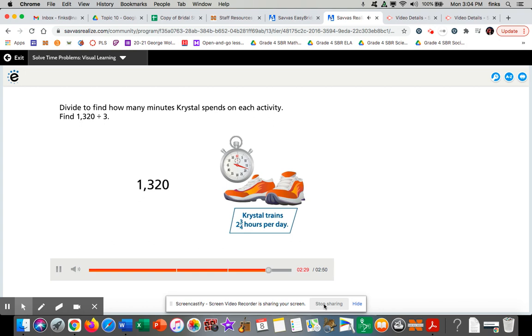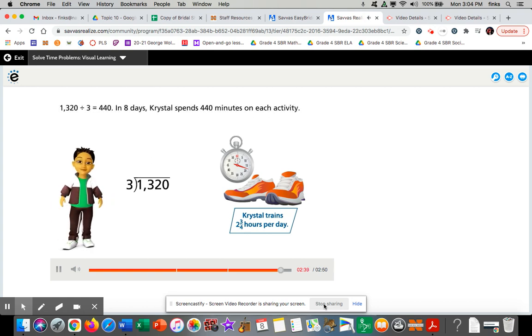Divide to find how many minutes Crystal spends on each activity. Find 1,320 divided by 3. 1,320 divided by 3 equals 440. In 8 days, Crystal spends 440 minutes on each activity.